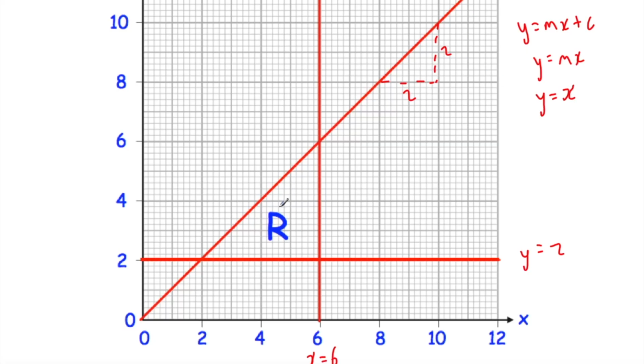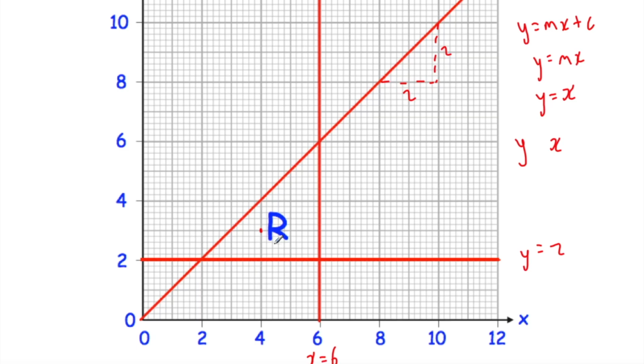Now if we have a look here, the region is below that line. It's a solid line, so it's either going to be bigger than or equal to x, or less than or equal to x, and we just need to make sure we get the inequality sign the right way around. So I'm going to choose a point that's not on the line, a point in the region that we want it to be in. I'm going to choose this point here, the point 4, 3.